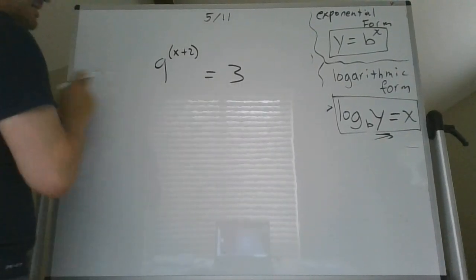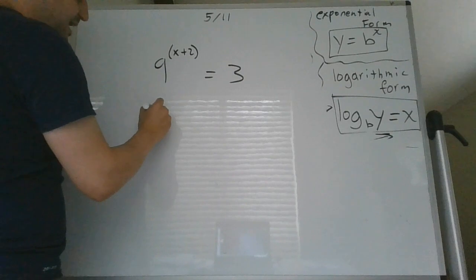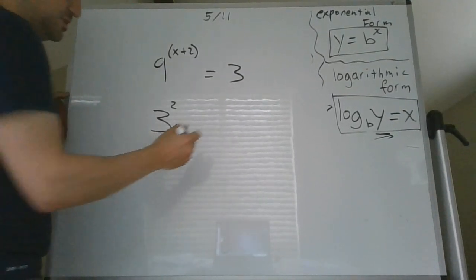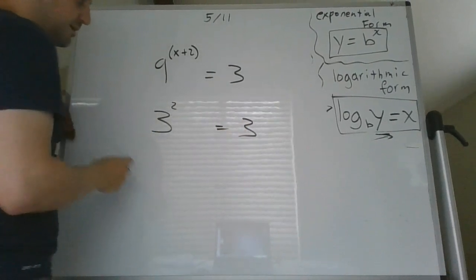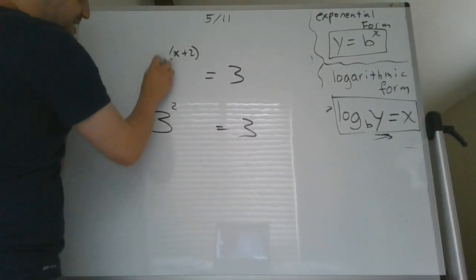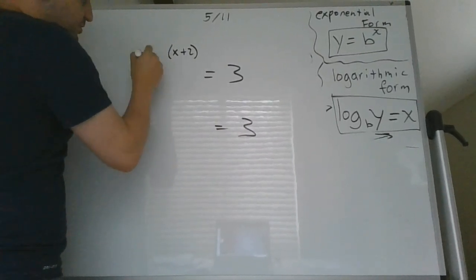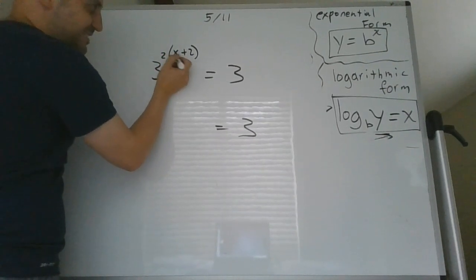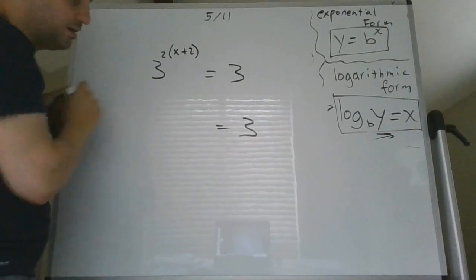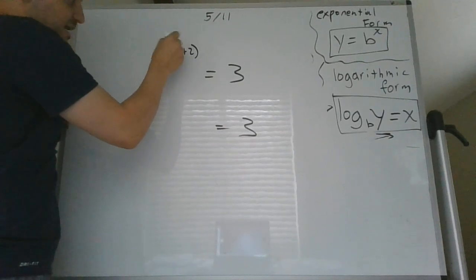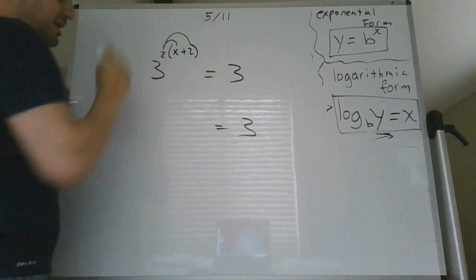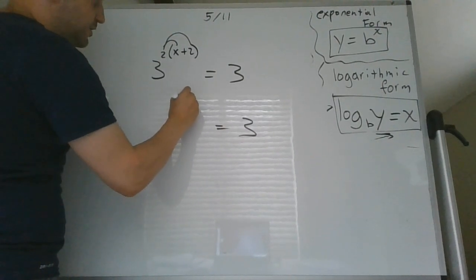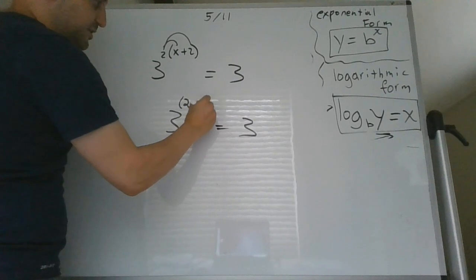In this case, they're not the same, so I can change the 9. 9 is the same as 3 to the power of 2. We know that. But wait a minute. If I turn that 9 into 3 to the power of 2, it essentially has to now multiply with what was already there. What was already there was x plus 2. So I'm going to multiply those two. That's going to leave me with 3 to the power of 2x plus 4.